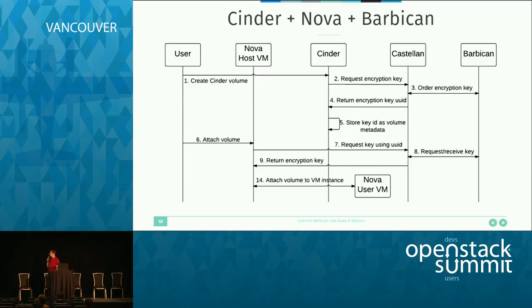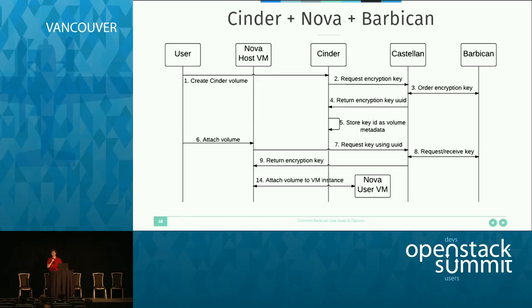So the way this actually works is the user is going to create a new Cinder volume. That request is going to go to Cinder. Cinder is going to take this request, recognize that it needs to create an encrypted volume based on some of the parameters of the request. Cinder is going to then ask Castellan, or the key manager interface, to create an encryption key. Castellan will pass this request on to Barbican, assuming that Barbican is the backend for Castellan, which is the primary backend currently. Barbican is going to create this key.